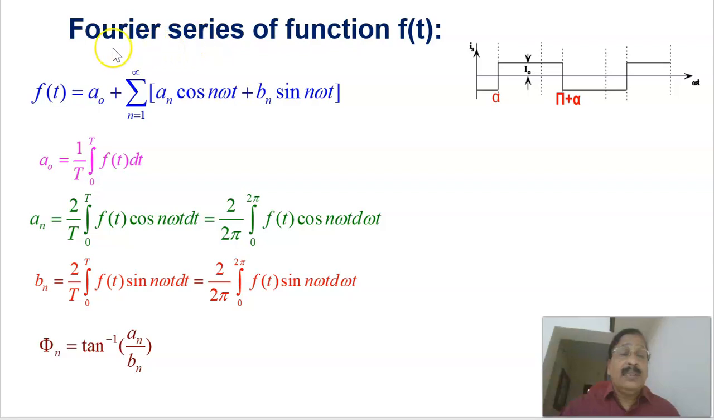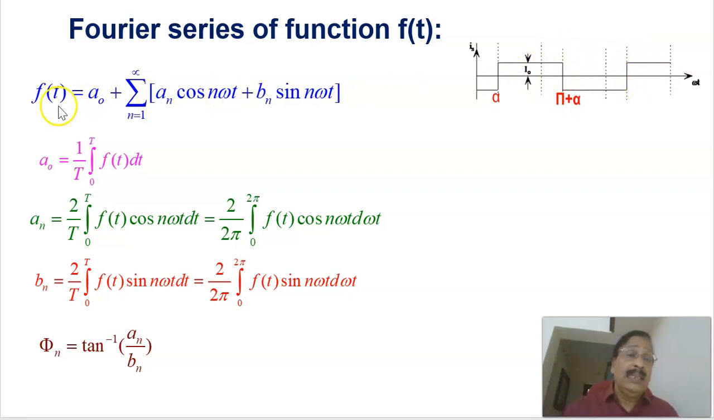Now we are finding the Fourier series of the function f(t). What are the different frequency components in the source current? The source current is plus I naught from alpha to pi plus alpha, and minus I naught from pi plus alpha to 2 pi plus alpha. We are going to do the Fourier series analysis to extract the different frequency components.